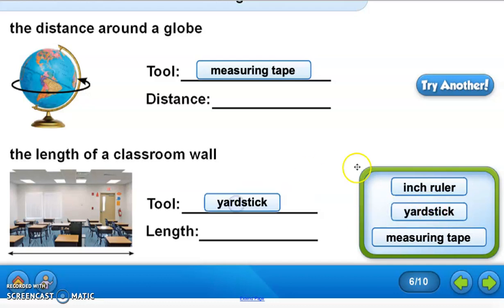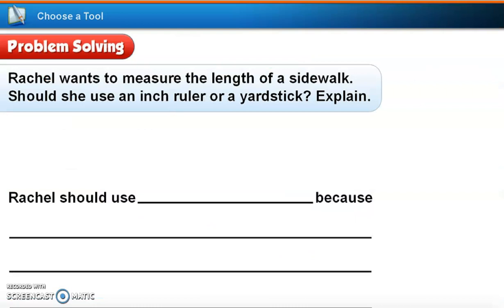An inch ruler would take a very, very long time, and it would take a lot more people. A yardstick wouldn't take so much time, and it would definitely cause you to have to use fewer people to help you. Measuring tape, again, you could use measuring tape to measure a wall, but measuring tape is really more for measuring objects that, again, are not flat or round, that you really can't use an inch ruler or a yardstick to measure. Okay?